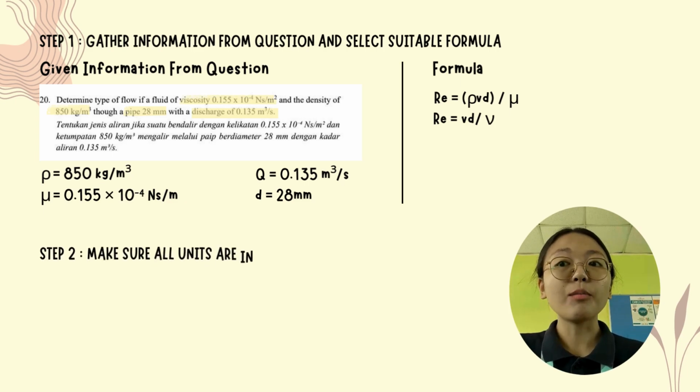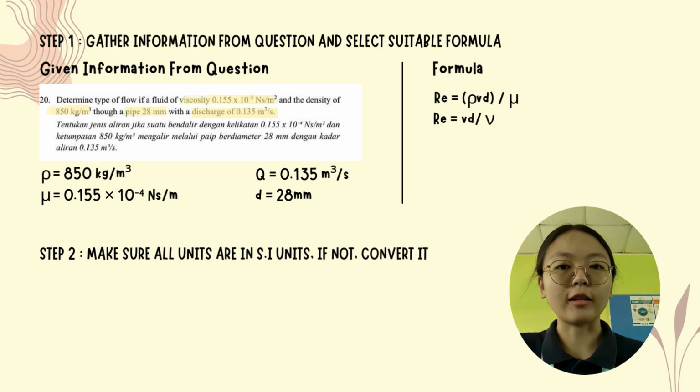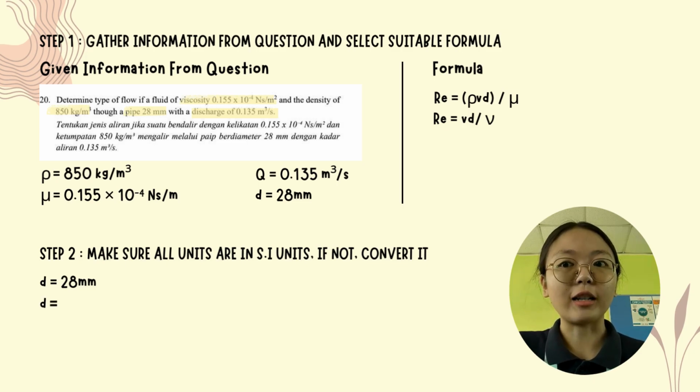Step 2. We must ensure all units are in SI units. If it's not, we must convert it. Since the diameter given is in millimeter, we must convert it to meters by dividing it by 1000. And now the diameter is 0.028 meters.